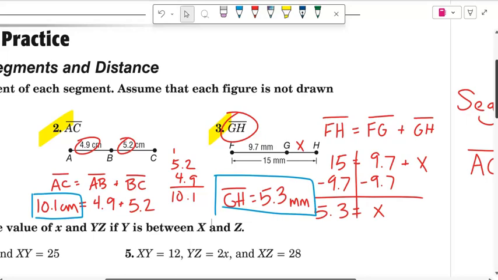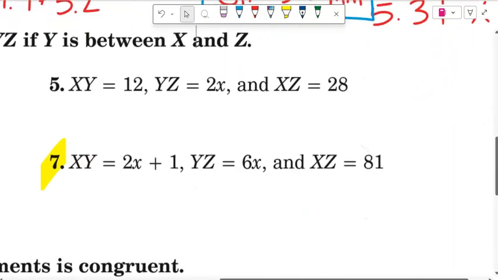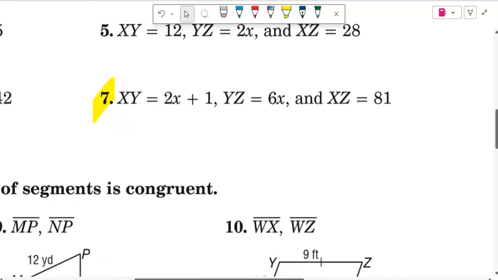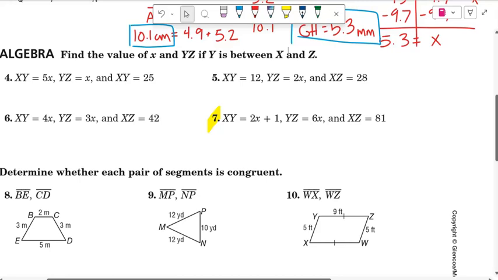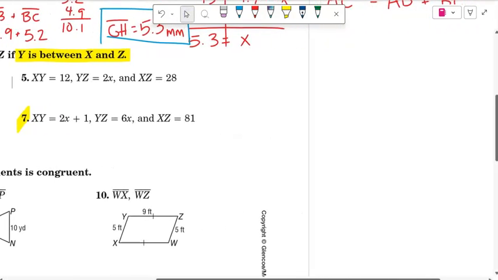Okay. Easy peasy. Okay, go ahead and write down this problem here. Example 3. It's number 7 on the board. Go ahead and copy that down real quick. Let's read the directions together. It says find the value of x and yz if y is between x and z. Okay, and that's the important part. We're going to have to create a drawing or a figure of this segment to be able to label it and fill in the pieces that we know and don't know.